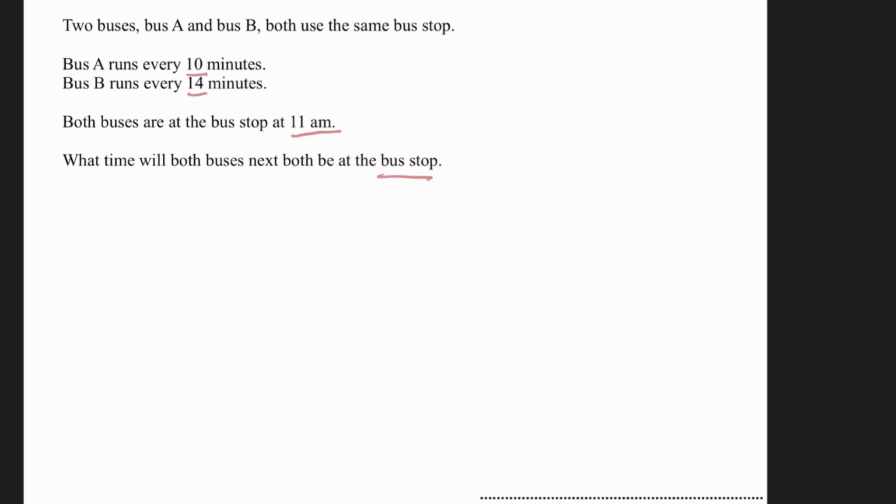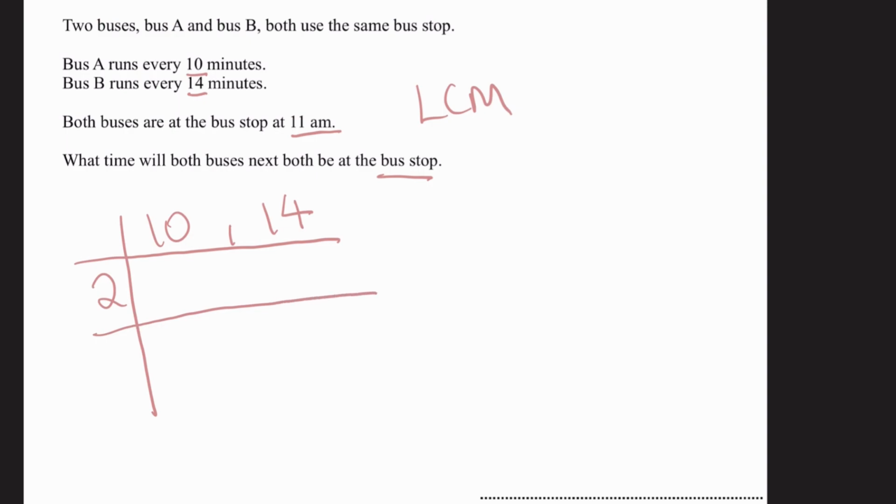Because it has something to do with multiples, we know it has to be an LCM question. So now let's draw the grid again. Put 10 here, put 14 here. Which prime number goes into 10 and 14? Because they're both even numbers, we know it has to be 2. That gets us 5 and 7. Because there are now prime numbers on the right side, we have to stop here. So LCM here equals 2 times 5 times 7, which equals 70.